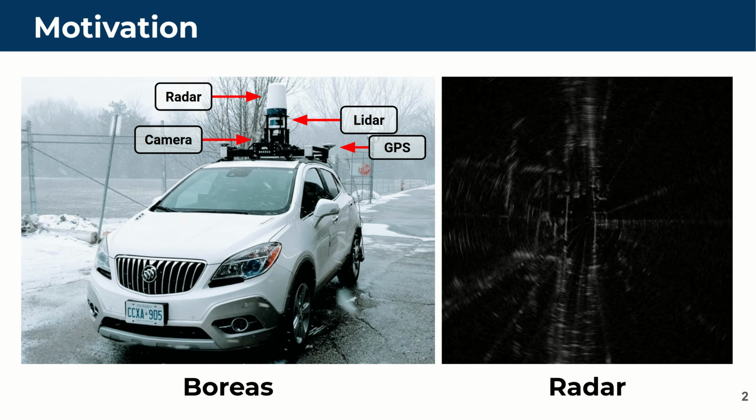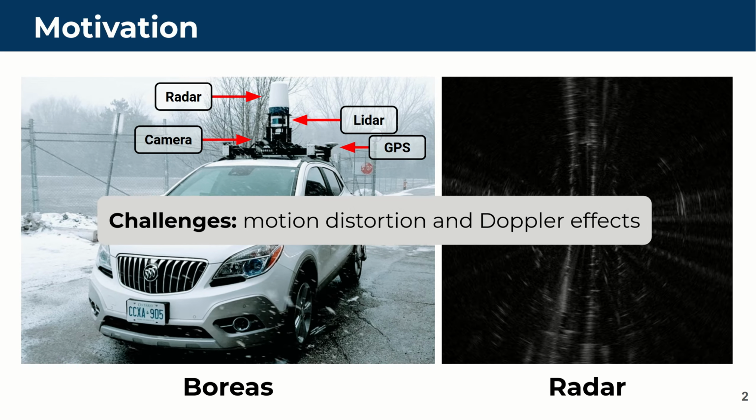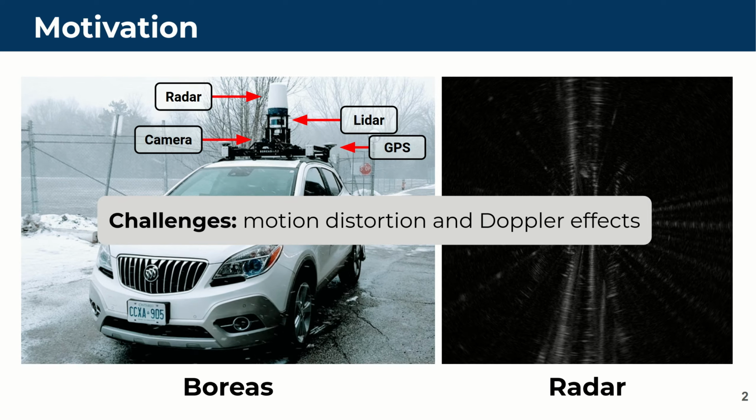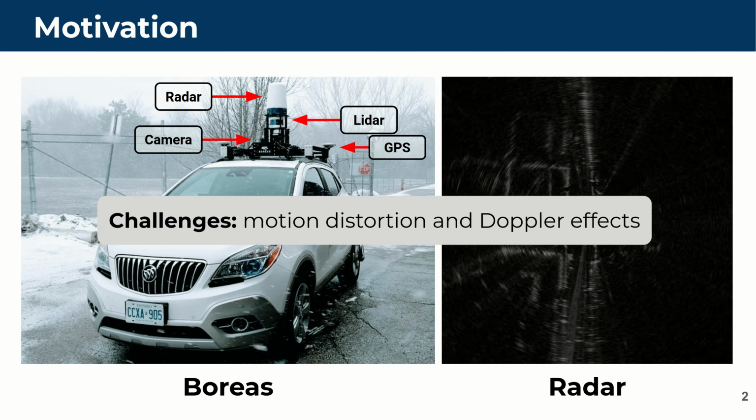Our chosen spinning radar presents several challenges, including motion distortion and Doppler effects. In this paper, we discuss the importance of these effects and present a method for removing them.